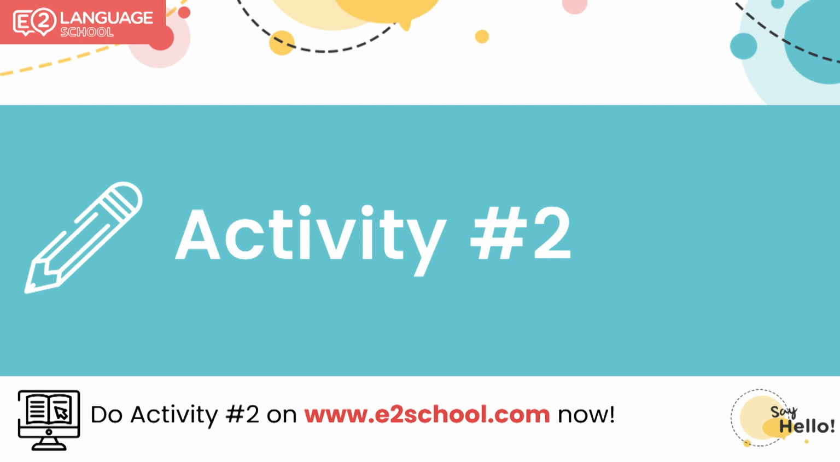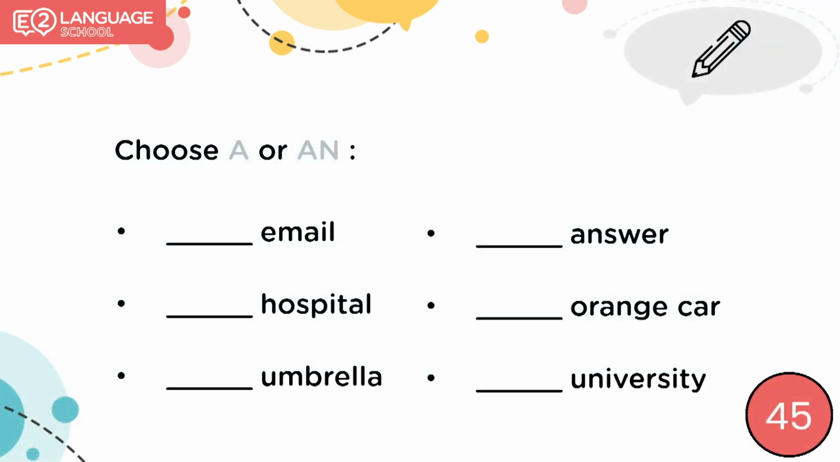Okay, let's move on to activity 2. If you're on E2 School, do this activity on your computer. You need to choose a or an for these 6 nouns. Now I'm going to read out these nouns for you so you can listen to the pronunciation. Email, answer, hospital, orange car, umbrella, university. You've got 45 seconds to choose a or an.